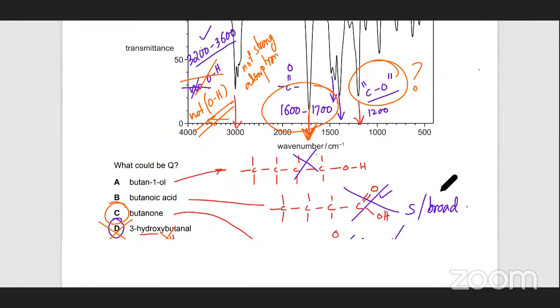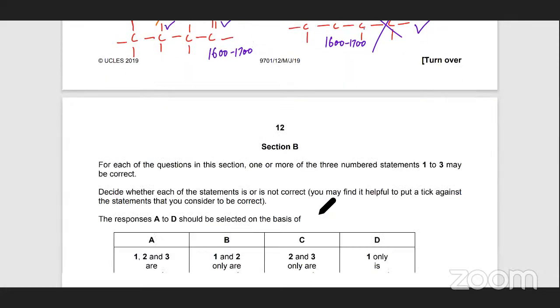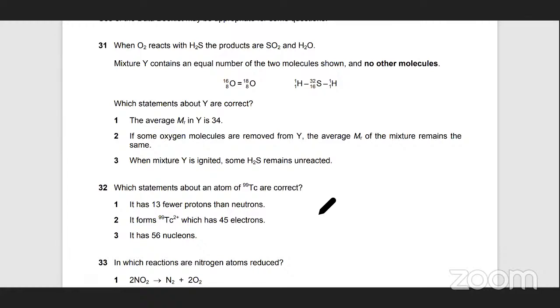Okay. So the first thing is you would have to look for these absorptions. So moving on, the next one. I'll get back to you on the examiner report about the C single O.